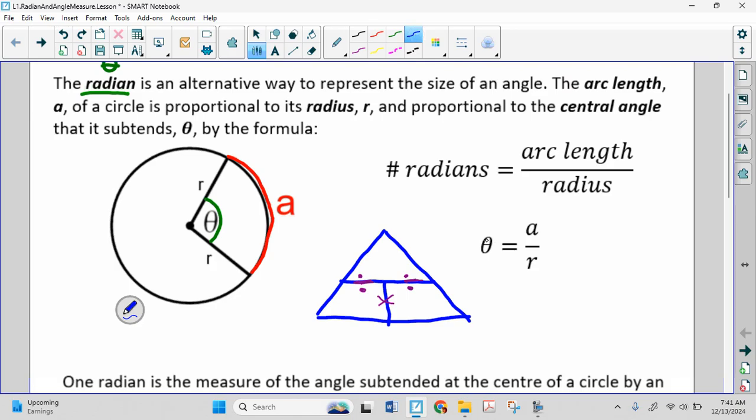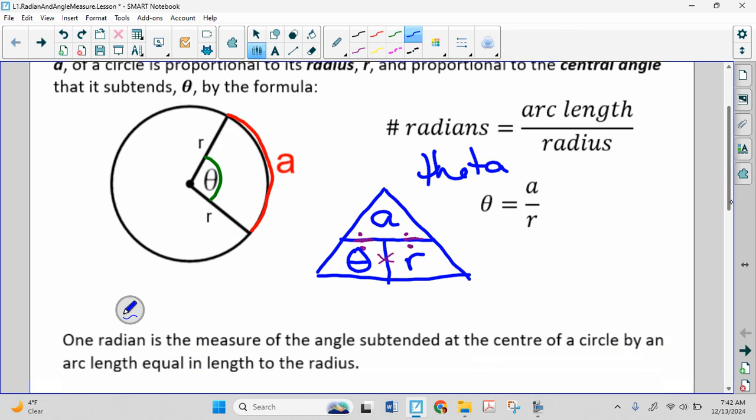So theta goes right there, and then the A is on top, so it goes there, and then the R is on the bottom, so it goes in the bottom. So theta equals arc length divided by radius. As long as you know two of these things, you can find the third, all right?